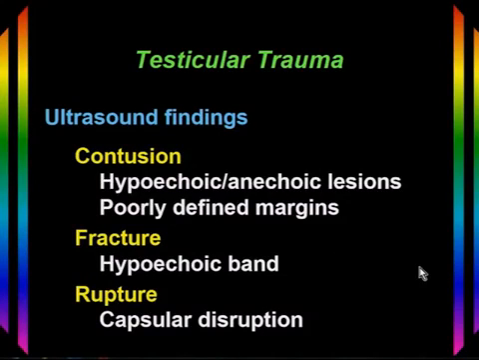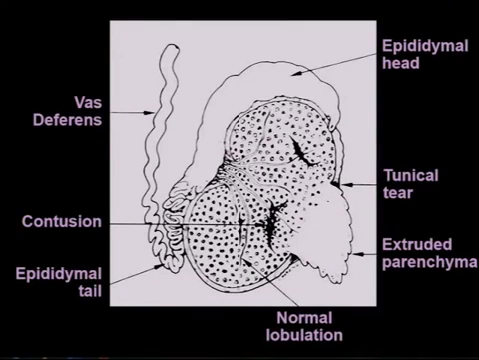Sometimes, though, the testicle's involved, so we need to look at the testicle carefully after trauma. With a contusion, we'll have hypoechoic or anechoic lesions that will have poorly defined margins. With a fracture, you get a hypoechoic band right across the testicle, and with rupture, there's disruption of the capsule of the testicle.